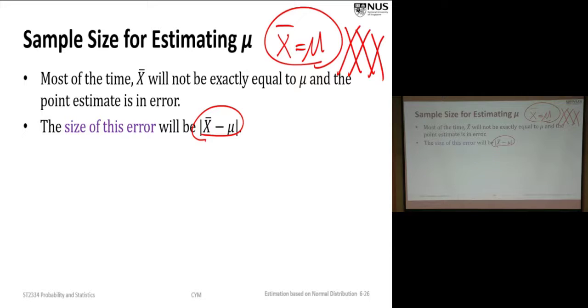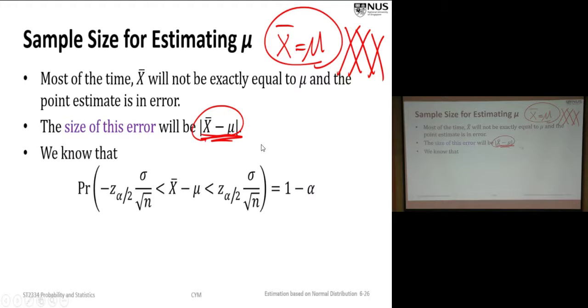But x bar does not equal mu. So because x bar does not equal mu, we can talk about the difference between x bar and mu. Mu is fixed. Your x bar varies. All right? So I look at the difference between x bar and mu, and look at the absolute difference. So we ask these questions. What is the chance that this one, we call size of error, how big the size of error?